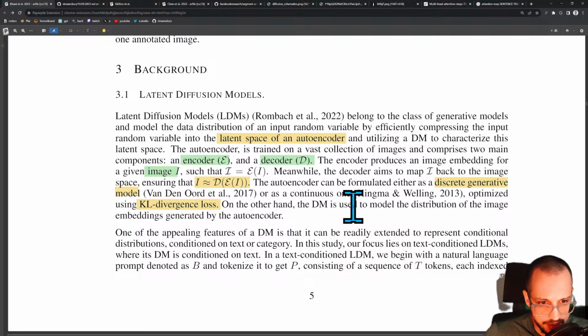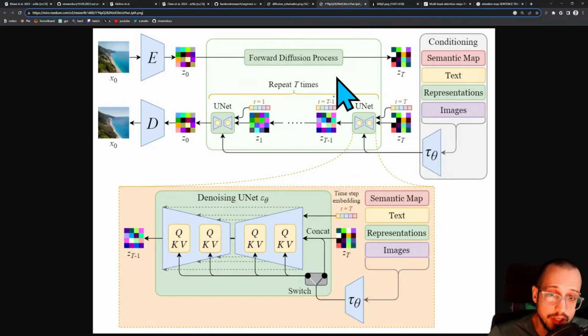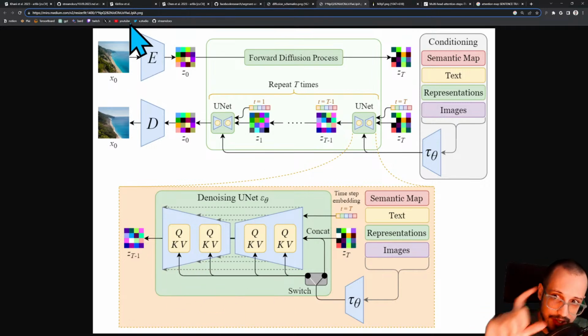On the other hand, the diffusion model is used to model the distribution of the image embeddings generated by the autoencoder. Yeah, so there's different parts of the diffusion model here. What they're referring to here in terms of the diffusion model is this part here. They're referring to the UNet. So there's a lot of different pieces in what is a diffusion model. We use the word diffusion model to generally describe this entire process, but really within that there's a bunch of different models. You have your text encoder model here, you have your decoder, you have your encoder, you have your UNet, which itself is also similar to this encoder decoder, where there's a choke point that's created here in the middle.